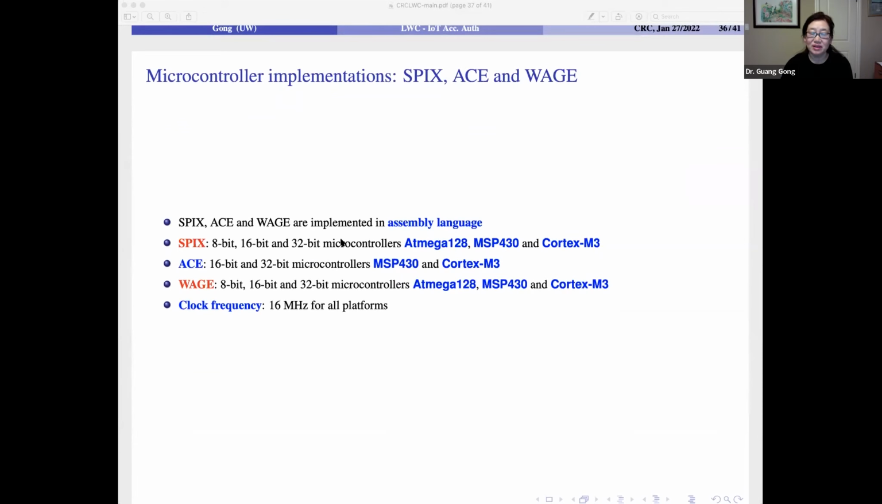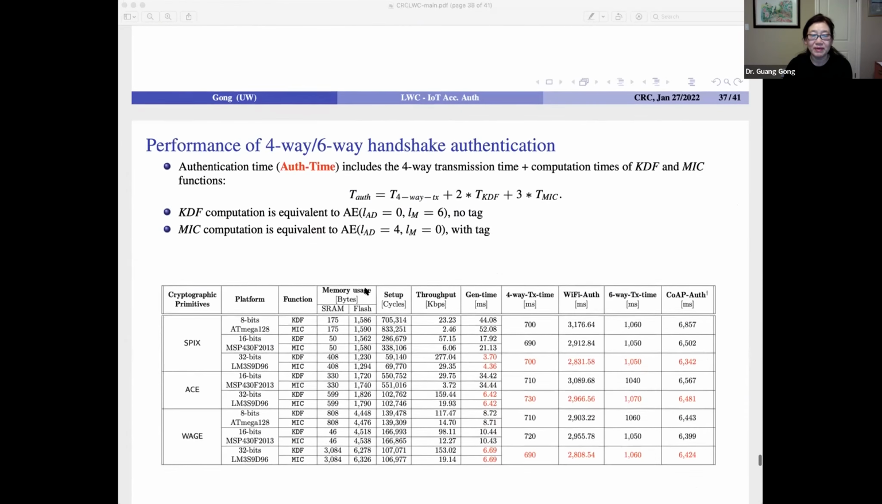So let's see which type of platform we choose. Basically we choose all those popular ones, for example 8-bit, 16-bit, and 32-bit microcontrollers. For SPIX, this is ATmega, MSP, or Cortex-M3, respectively for 8-bit, 16-bit, and 32-bit. For ACE, we only did the 16-bit and the 32-bit microcontroller. And for the range, we did similar things as SPIX. Clock frequency we set at 16 megahertz for all platforms for our microcontroller implementation.